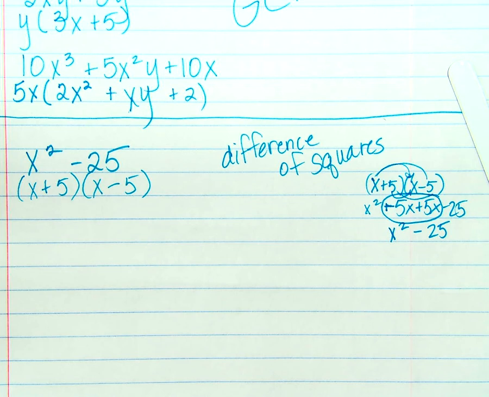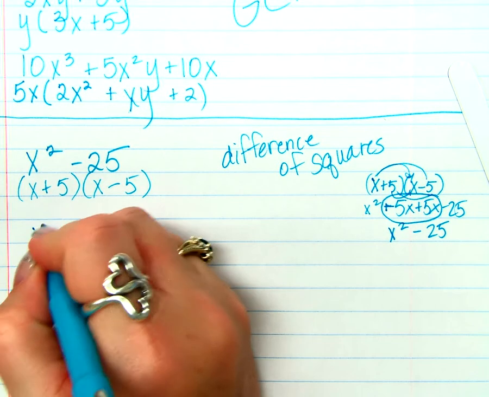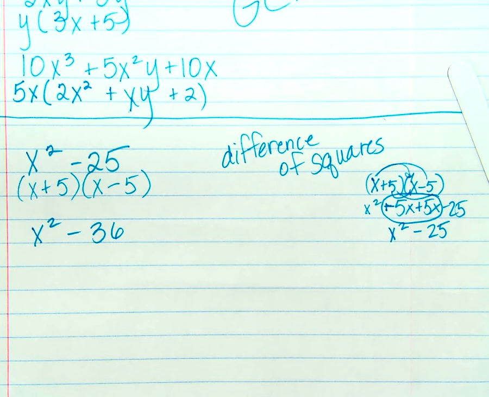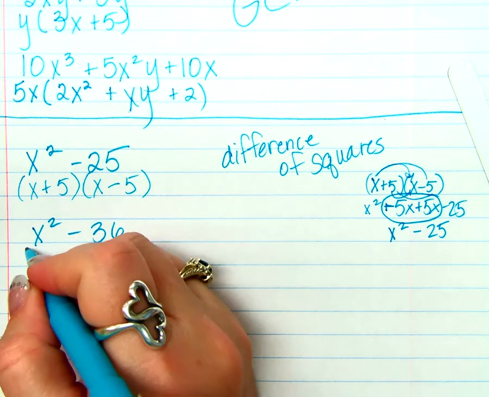Should we try another one? Okay. x squared minus 36. What do you notice? They're both squares, and? So what do I get?